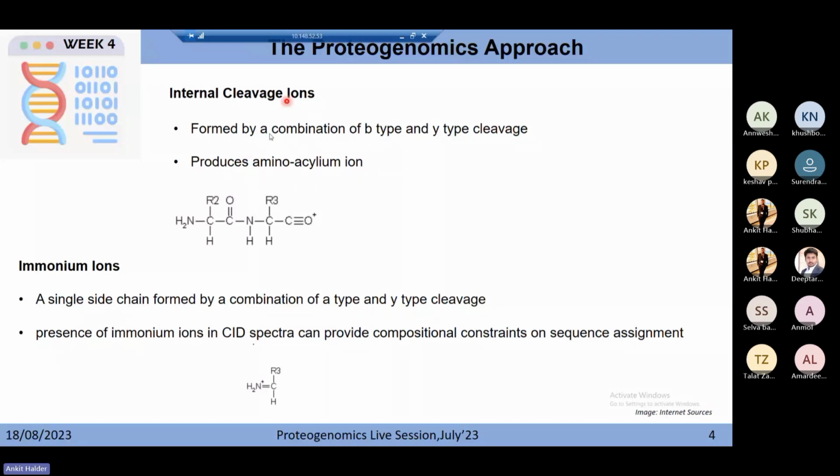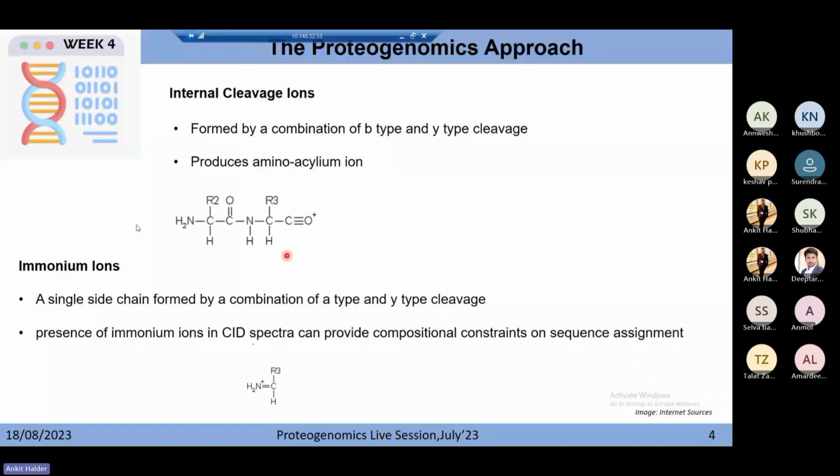When it is formed by a combination of B type and Y type cleavage, it produces an aminoacylium ion. So it looks something like this. This is a combination of your B type and Y type ions. This is known as your internal cleavage ion.